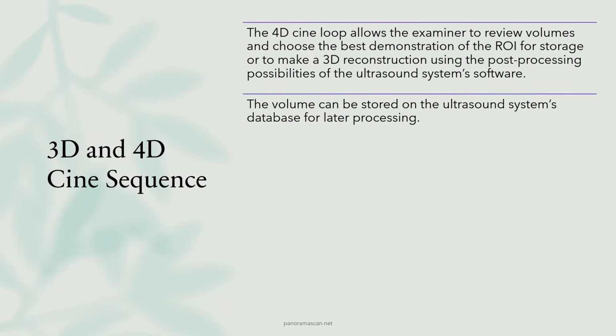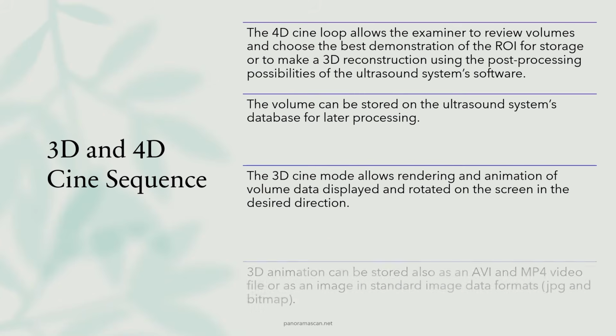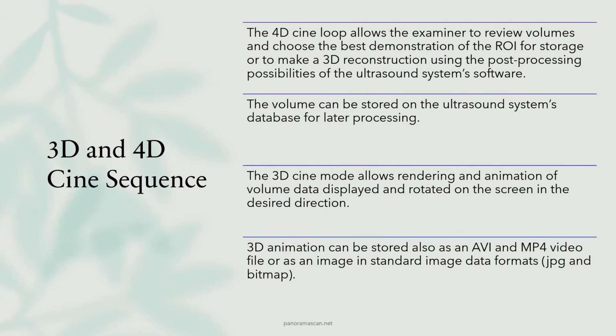The 3D Cine mode enables rendering and animation of the volume data. The system allows for the rotation of the volume on screen in multiple directions, offering dynamic views of the region of interest. This capability aids in better understanding and interpretation of the scanned area, especially in complex anatomical cases.